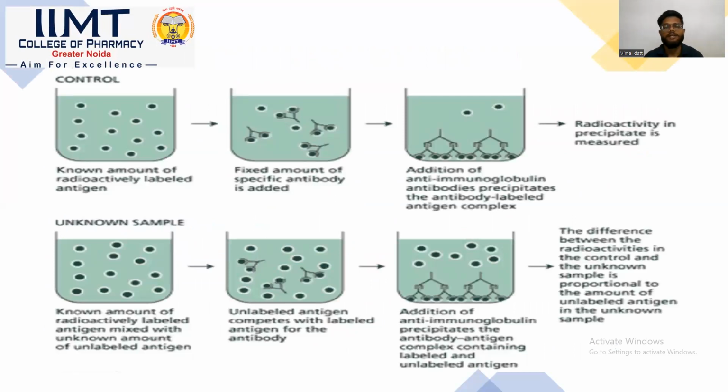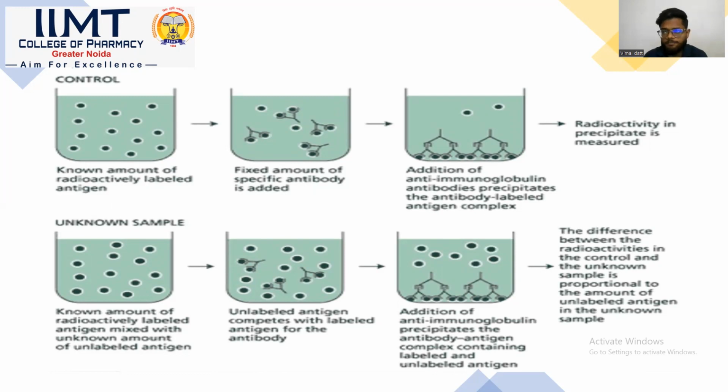In this slide, we are showing two beakers, in which one is the control and the second is for the unknown sample. For the control, a known amount of radioactive labeled antigen is present in a beaker. Then we add a fixed amount of specific antibody. In the next addition, anti-immunoglobulin antibody precipitates the antibody-labeled antigen complex. Radioactivity in the precipitate is measured.